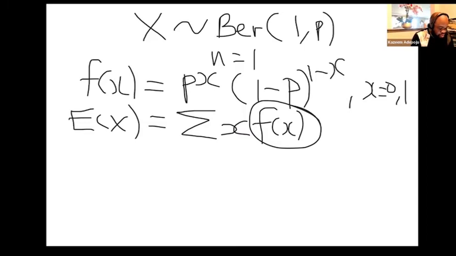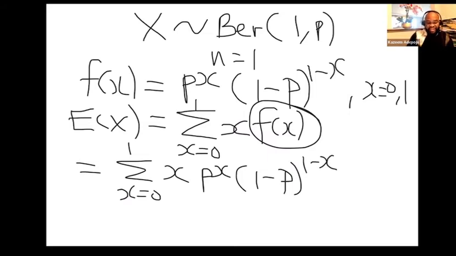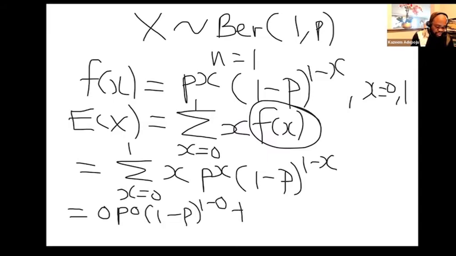So right now, don't forget S starts from 0 and ends at 1. So I'm going to have the sum from 0 to 1 of x times f of x. What is f of x? It's p raised to power x, times 1 minus p raised to power 1 minus x. That's exactly what I'm going to have. So I'm going to sum them: when S equals 0, 0 times p to the power 0 times 1 minus p to the power 1 minus 0, plus when S equals 1, 1 times p to the power 1 times 1 minus p to the power 1 minus 1.